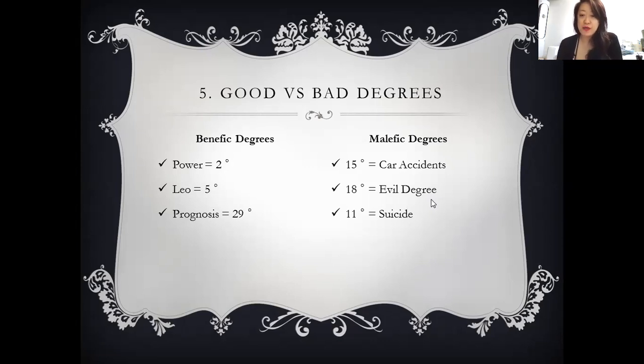Another degree that's really considered malefic is the 11th degree, which is an Aquarian degree. Apparently this has a lot to do with suicide, like people who throw themselves in front of trains, jump from buildings, or choke themselves. The 11th degree apparently has to do with suicide. It also has to do with divorce. So the Aquarian degree does have this sort of indication.